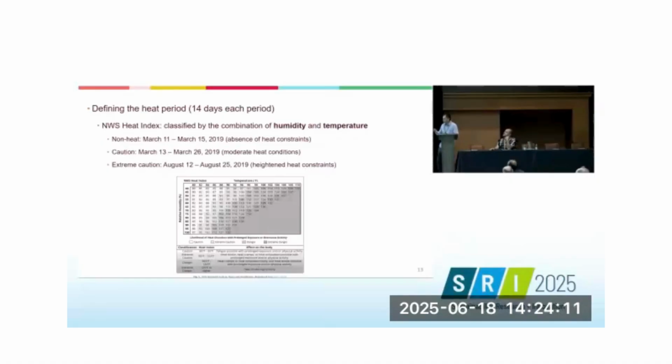So here, we use this table and we have three periods. We define them as the non-heat period, the caution period, and the extreme caution period. The caution period has moderate heat conditions. The extreme caution period has heightened heat risks. Typically, if you look at the manual, if after the calculation it's more than 92 Fahrenheit degrees, it can be defined as the extreme caution period.